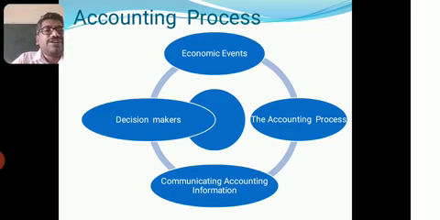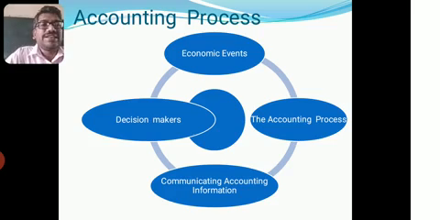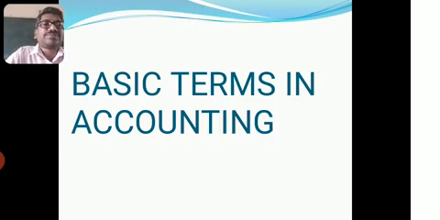Next, communicating the accounting information. The third step is, after preparation of final accounts and reports, we must communicate the prepared reports to the needy, that means the users, the internal and external users. After getting that information, the management will take decisions. Decisions in the sense of how much to produce, how to invest in fixed assets, how to make salary decisions. All these things will be decided. This is the accounting process. Next, the basic terms in accounting.